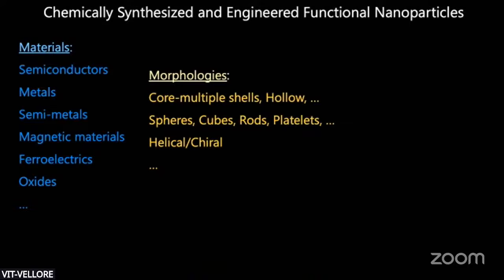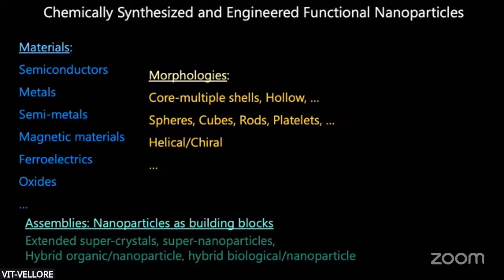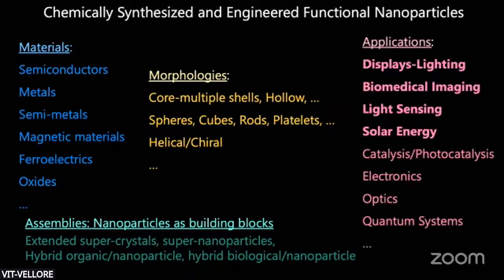And then we have different morphologies. We have these core shells, but we can also make rods and helical materials, and we can combine them all together into assemblies, because now we have all these building blocks accessible to us to create new materials. And there are real applications that are being used by people all over the world. Not just in displays and lighting, which is a huge market where most of the dots being manufactured are used, but in biomedical imaging.